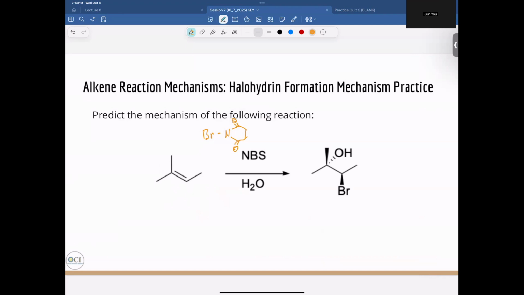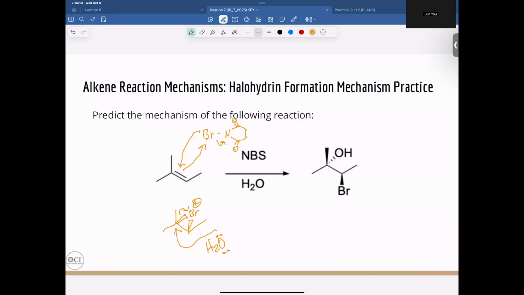So first thing we're going to do is we see that it's NBS, H2O. This is a halohydrin reaction, and we know that it forms a bromonium ion intermediate. So let's form that. We have this attacking here, I have this attacking here, two nucleophilic attacks. And we get this intermediate, the bromonium ion. And then from there, we have the H2O. This has lone pairs on it. This can attack here, breaking this bond.